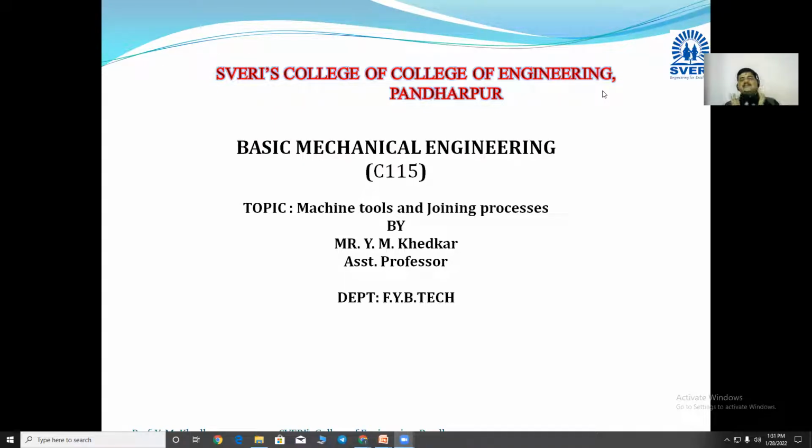And especially in mechanical engineering, when we are going to deal with metals and manufacturing of objects with metals, then processes like welding, cutting, facing, knurling, tapering, such operations we will have to go for. And in this particular unit we are going to learn about the machine tools and joining processes.